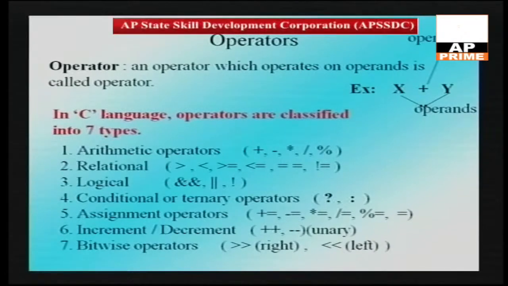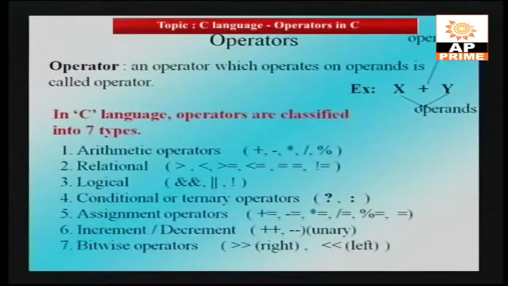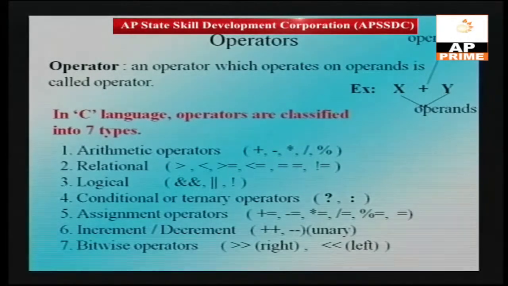Totally, all these categories of operators work in the C language program. These are not only for C language, but for every programming language like C++, Java, .NET, COBOL, Pascal. Nowadays, these operators can be used in every programming language. Now you see what the types of operator are and what the meaning of operator is. An operator is nothing but something which operates on an operand.